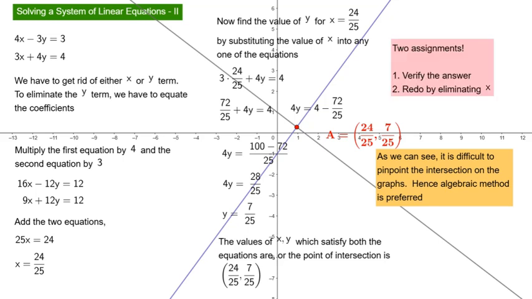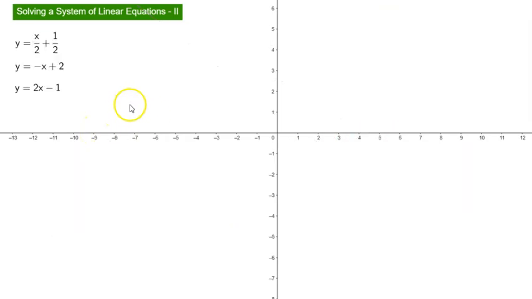Now, an assignment for you, or rather 2 assignments. Verify the answer, and redo by eliminating x. Here we eliminated the y term. Now redo the whole thing by eliminating the x term. Let's look at the next problem.